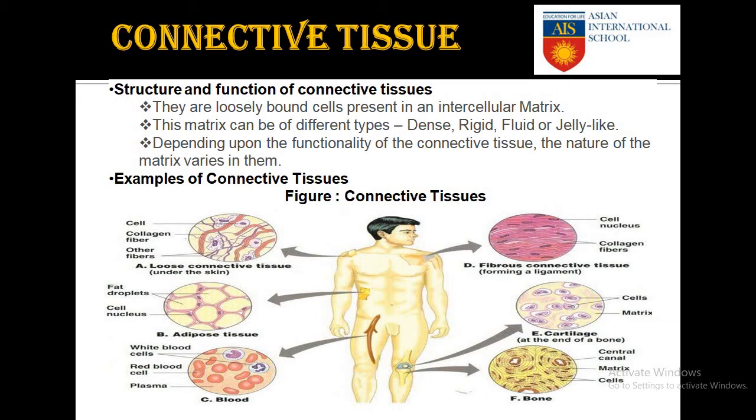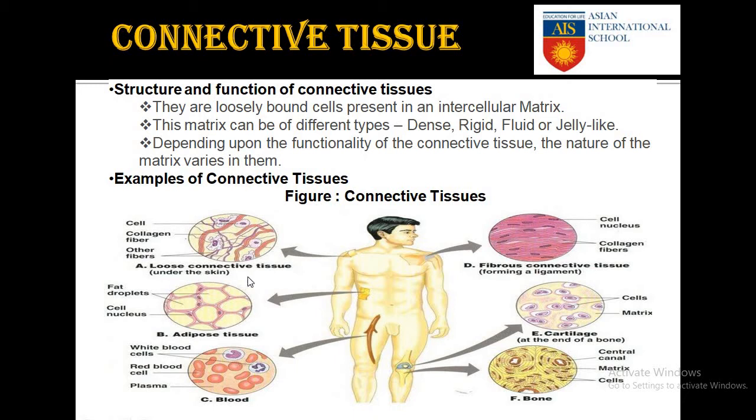Now, there are six types of connective tissue: loose connective tissue, adipose tissue, blood, which comes under fluid tissue, blood and lymph, fibrous connective tissue, cartilage, and bone. These are the different types of connective tissues.